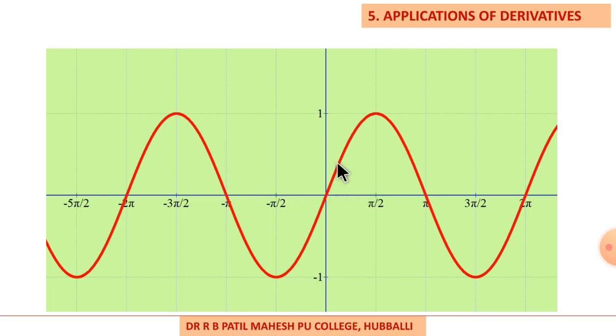Here the function is strictly increasing, and next pi by 2 to pi. Okay, open interval is there. These two terms are not included. So pi by 2 to pi, for this one, the function is strictly decreasing. Here the function is increasing, and for this interval, the function is strictly decreasing.